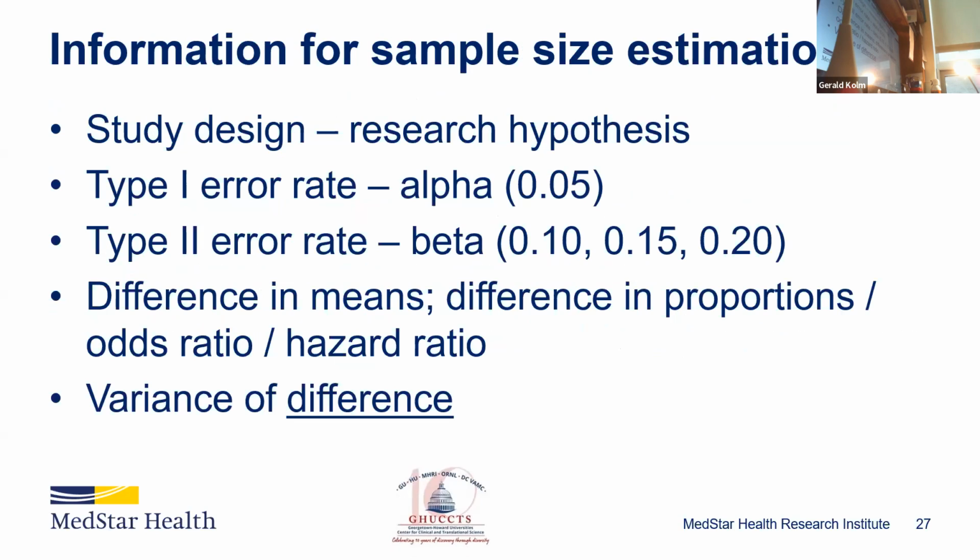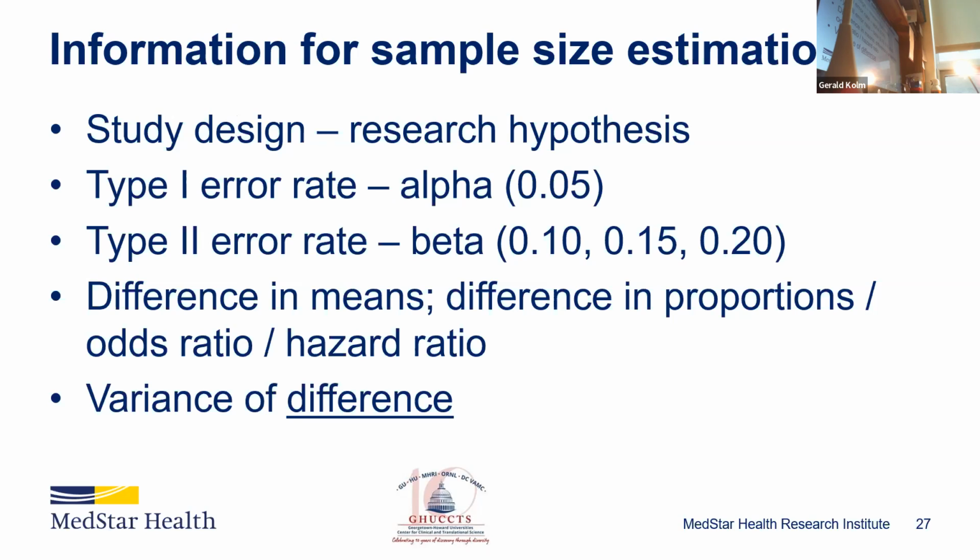Okay, so let me then sort of finish up here talking about the information that we need to get a sample size. Some of this information is going to be supplied by the investigator or the investigators. So obviously the study design, your research hypothesis, that as a statistician, I would need to know, or whoever your statistician is, they're going to need to know your study design.